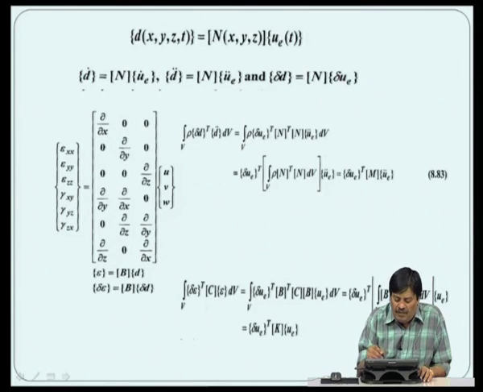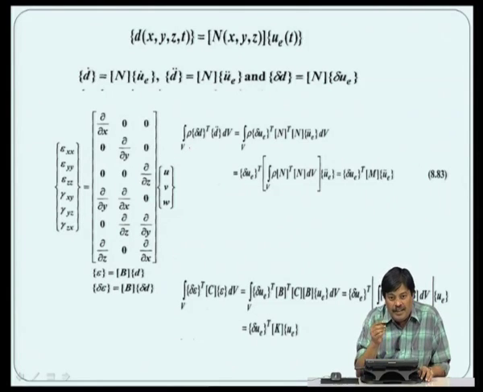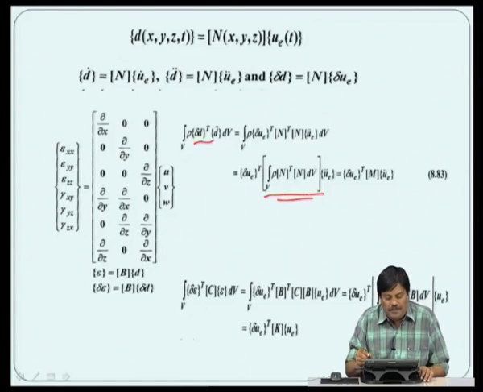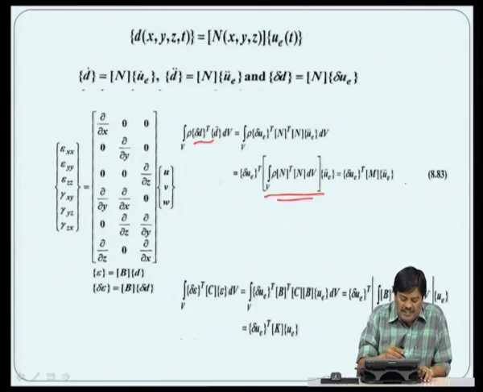So, basically now we put that into the first expression, which is the inertial expression coming from the kinetic energy. We can write this, and delta d transpose is nothing but delta u e transpose into n transpose, multiplied by d double dot, which is nothing but n into u e double dot. So, when I put this, I get this, and this quantity is called the mass matrix, and the way we do that is basically the consistent mass matrix.